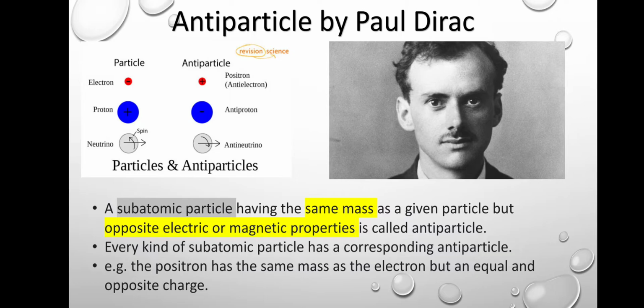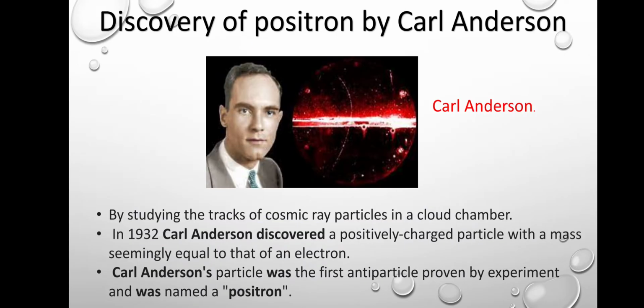If electron is a negatively charged particle, positron is the anti-electron, same mass as that of electron, but it has a positive charge. A positive electron is called a positron. So every kind of subatomic particle has a corresponding antiparticle. Example, the positron has the same mass as the electron but an equal and opposite charge. So antiparticle was found by Paul Dirac.